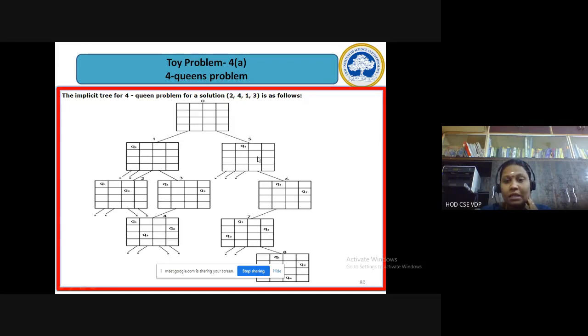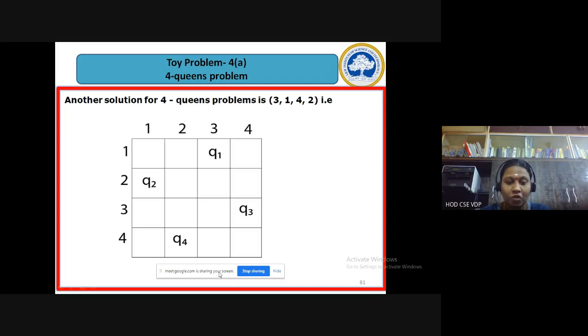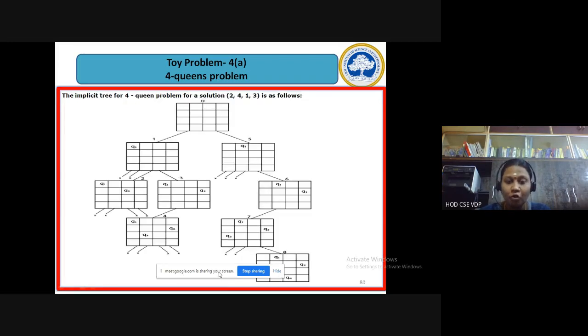So first queen is moved to this place. Once this is done, you try placing your second queen in the second row, which happens at 2 comma 4. And once this is done, then you try placing the third queen. So third queen is placed in 3 comma 1, and the fourth queen can be placed here, that is 4 comma 3. So this is the method of solving your 4 queens problem, right? By means of backtracking.